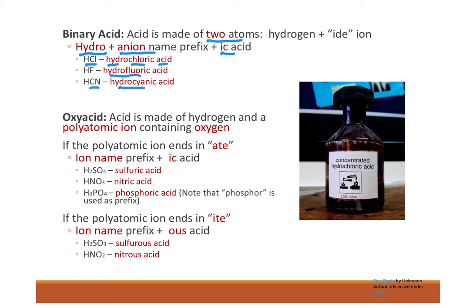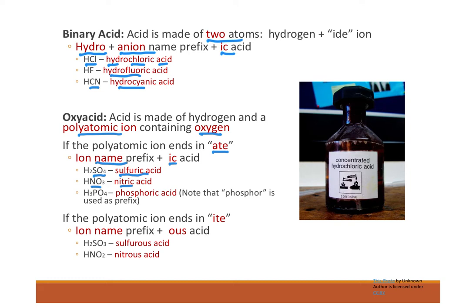Most of our acids, though, are known as oxyacids because they're made of a polyatomic ion that contains oxygen. Many of our polyatomic ions contain oxygen. So if the polyatomic ion name ends in ate, the name of the acid will be that ion name plus an "ic" acid. So H2SO4 has a sulfate ion, that's what the SO4 is, and so it becomes sulfuric acid. HNO3 has a nitrate ion, so it's nitric acid.